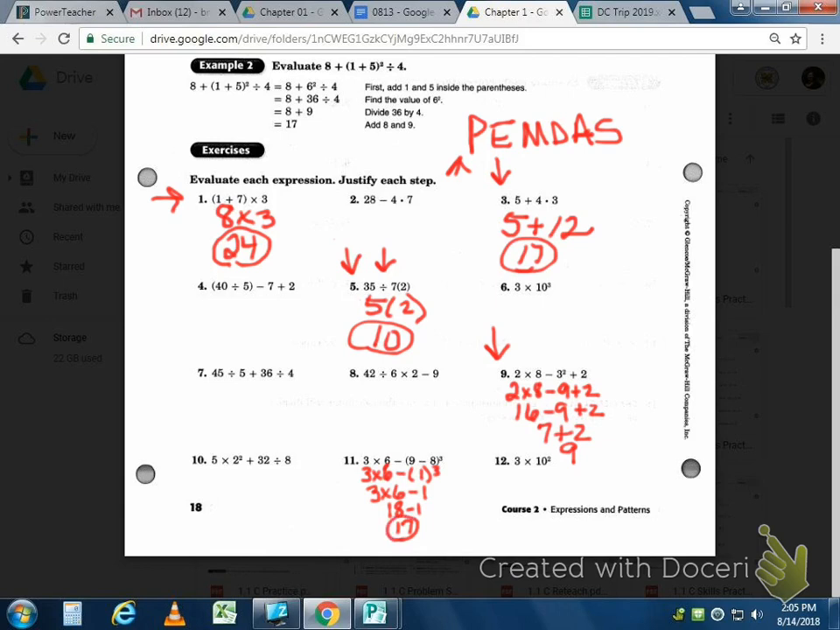Questions? Liam. Isn't there a little number by the 9 minus 8 in parentheses? Yeah, that's a 3. So I took 1 to the third power.